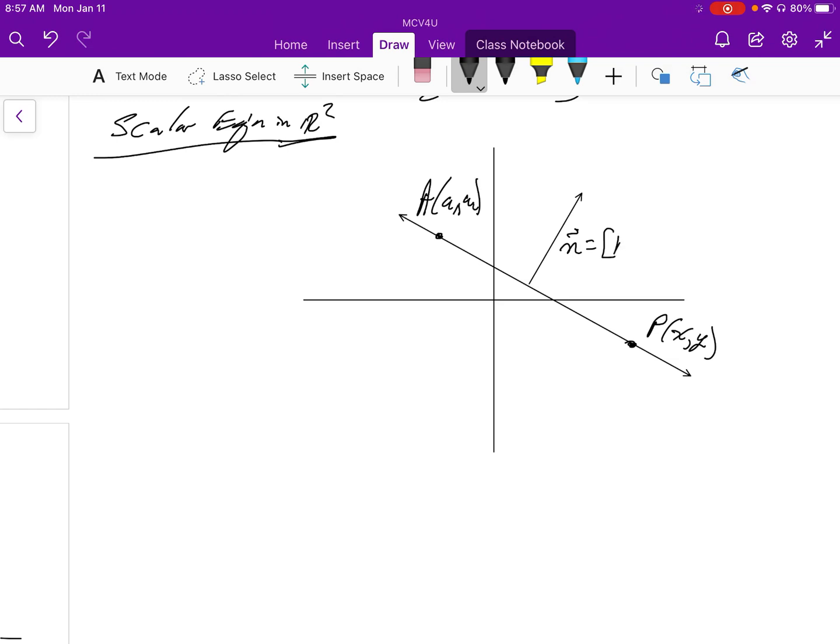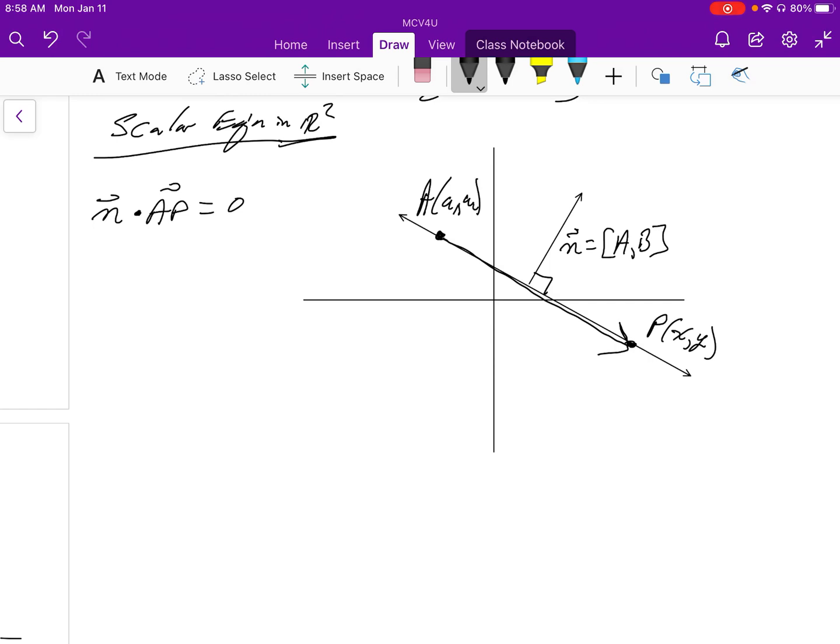The normal vector n is going to be, let's say, capital A, capital B, at 90 degrees here. What we know about this is that because it's perpendicular, we think that the dot product is 0, now that we're in grade 12. So the normal vector dotted with the vector from our known point A to any point P on the line is going to be 0.